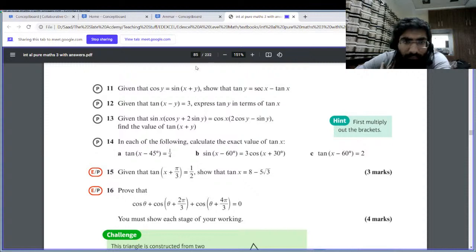What? You have this tan of x minus y is equal to 3. You expand tan on the left hand side and then you isolate tan y, or you make tan y the subject. Okay, so just give me the formula, please. I don't know this one formula.